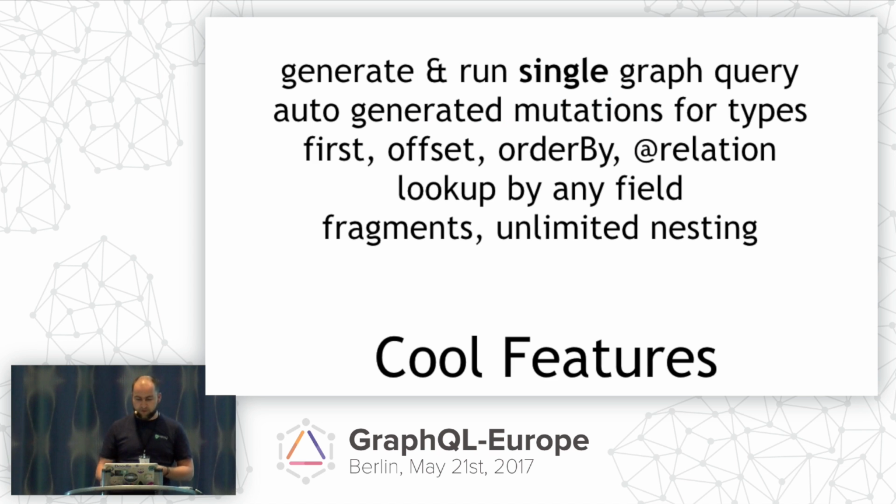That's kind of the basic features. But what's actually really cool is that it generates a single query for your whole complex GraphQL query. It also has auto-generated mutations. So for all your types, you get at least create, update, and delete mutations, and have support for all these things, including relation, which is really important for us. You can look up by any fields, fragment support, and I already mentioned the unlimited nesting. So even if you have a really complex GraphQL query all the way down, turtles all the way down, it just generates a single query for that.